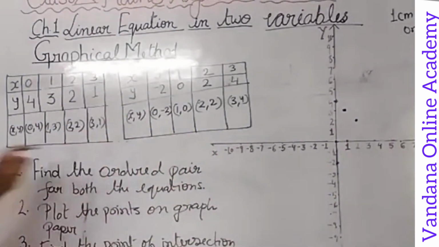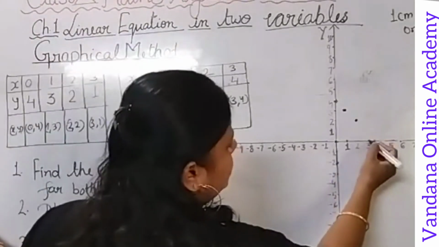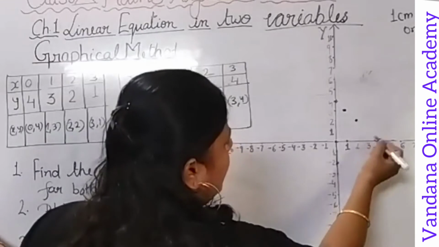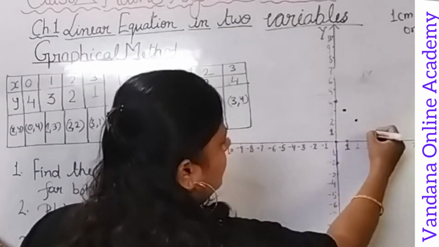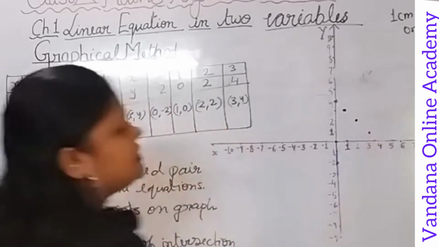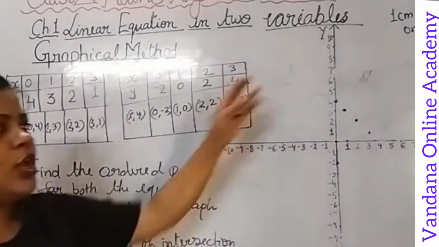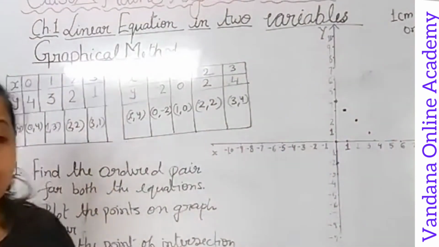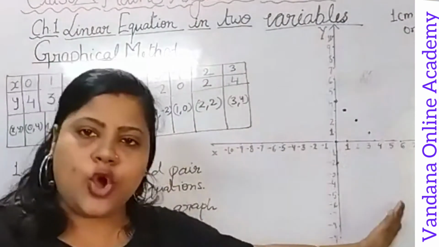Okay. Now next is 3,1. Here it is 3 and here it is 1 somewhere. So we will show this here. This is 3,1. Now for the first equation, we have plotted all the 4 points here. Now you have to draw the line crossing all these points.